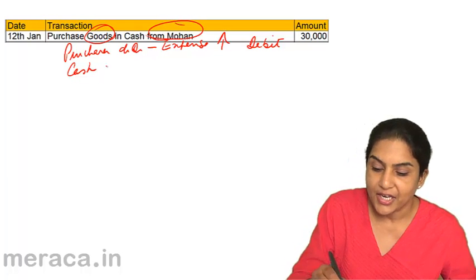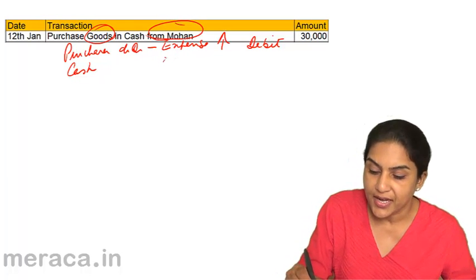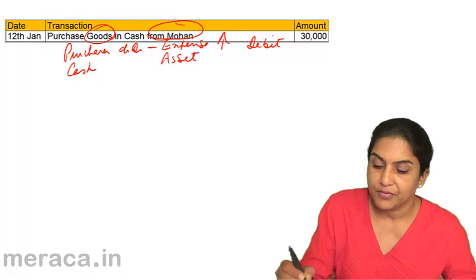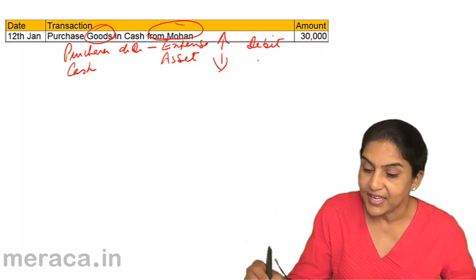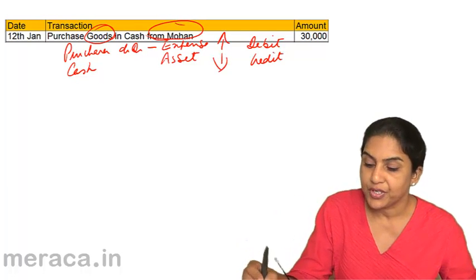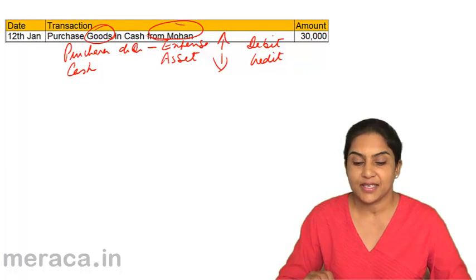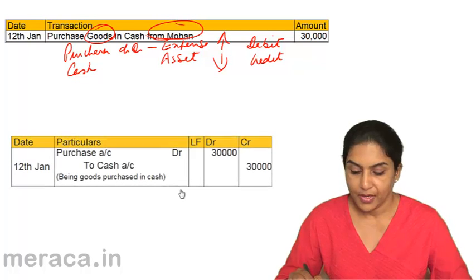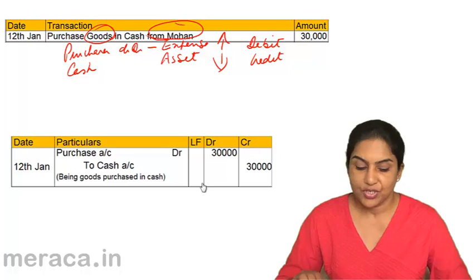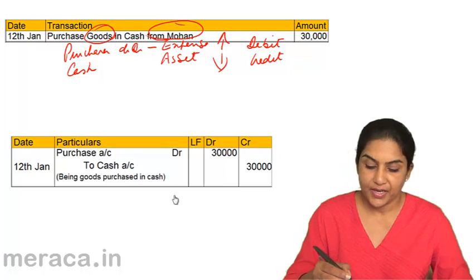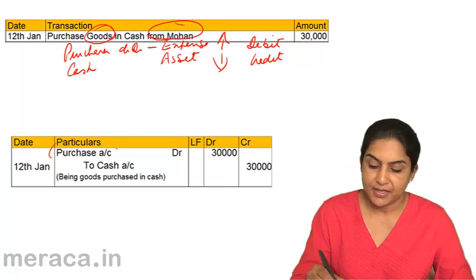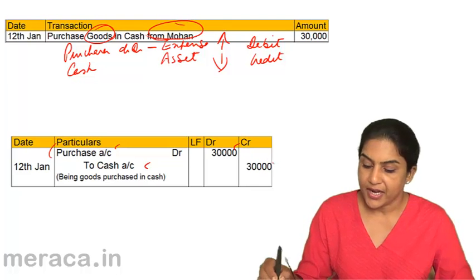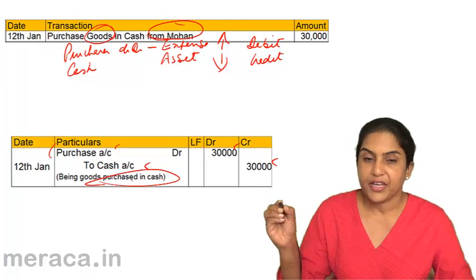So what is cash? Cash is an asset. We've paid him cash. There is a decrease in an asset and therefore it is credit. Purchase account debit to cash 30,000. Again, like I said, date, purchase debit 30, cash credit 30, brief explanation.